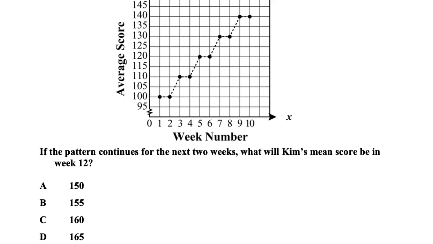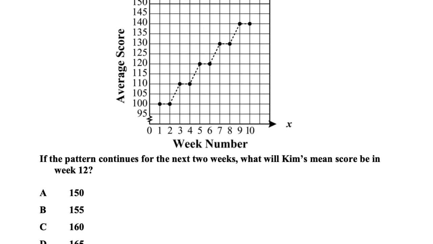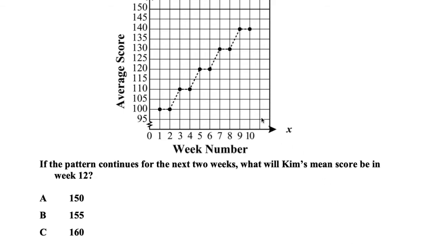So I'm going to include the answer choices and part of the graph. So as we can see, the graph has been following the same type of trend. It stays the same for 1 week, and then it increases by 10 points. Here it went from 100 to 110 from week 2 to week 3. Then it stayed the same, and then it increased another 10. So this is the pattern that we're going to follow. It stays the same, increases 10, stays the same, increases 10.